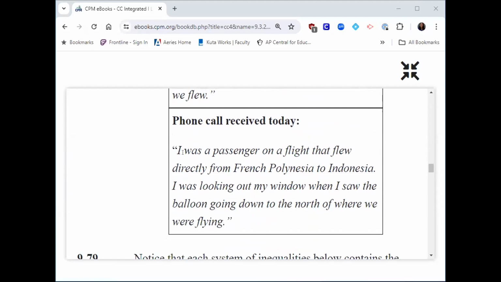Okay, last one. I was a passenger on a flight that flew directly from French Polynesia to Indonesia. I was looking out my window when I saw the balloon going down to the north of where we were flying. Okay, can you guys find the airport at French Polynesia and find the airport in Indonesia and connect those two with a line? It says to the north, so dashed.